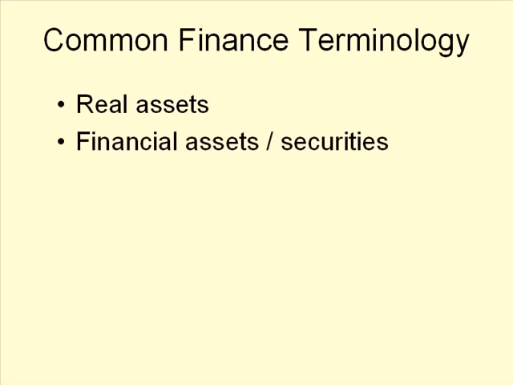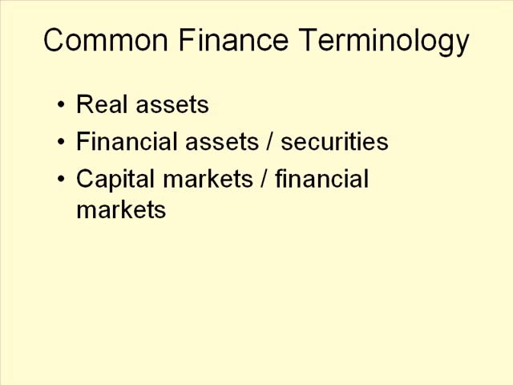Now some common finance terminology. We want to distinguish real assets from financial assets. Real assets are physical things like equipment, buildings, sometimes inventories. Often they show up on the balance sheet of the organization as plant, property, and equipment. They represent the physical capital that the firm combines with labor to produce goods and services that the firm sells. In contrast, financial assets sometimes show up as other assets on the balance sheet, and they typically represent cash and the investment portfolio of the firm.